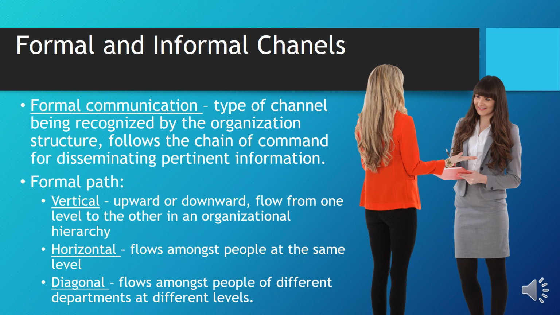Vertical could be upward or downward. If the top management communicated with the middle management, and the middle management communicated to the rank and file, that is downward communication, and that is considered vertical. Or it could be vice versa. The rank and file reported back to the middle management, and middle management reported to the top management. That is upward vertical communication.